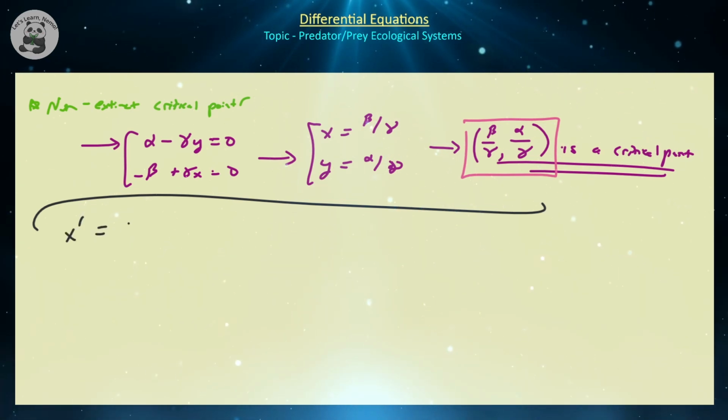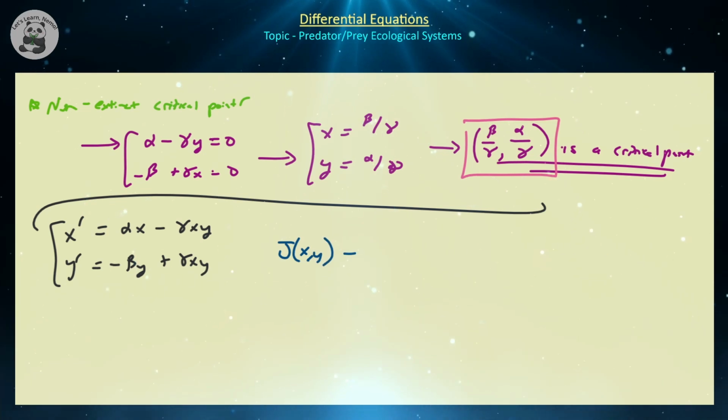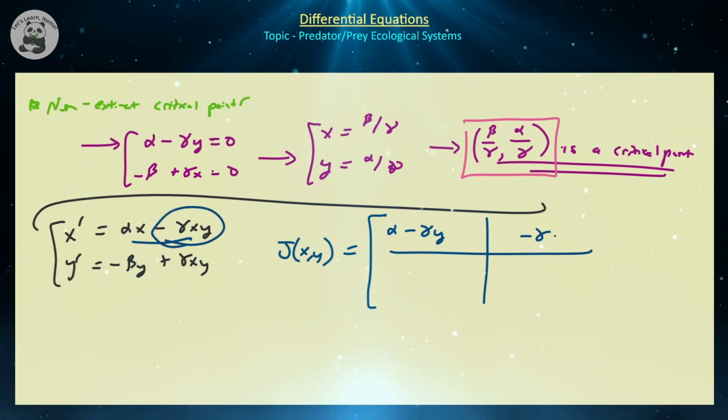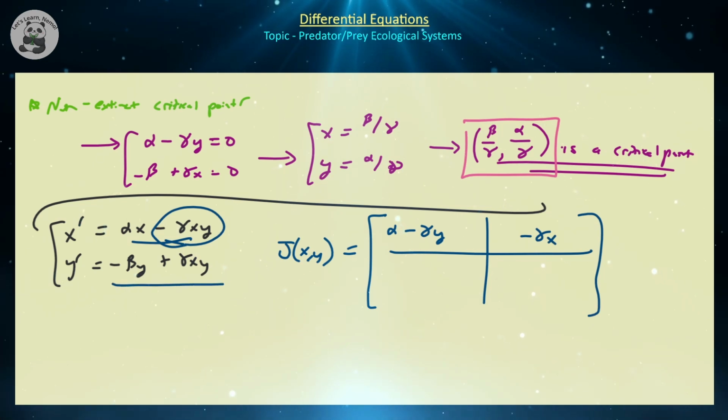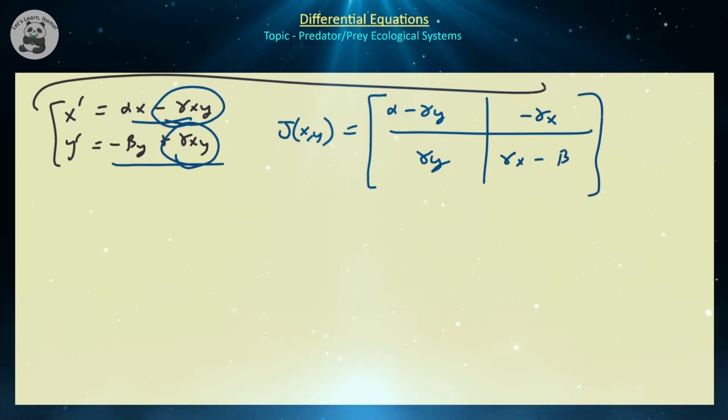So x prime, again, is alpha x minus gamma xy, and y prime is equal to minus beta y plus gamma xy. So the Jacobian of this, keep in mind, is going to start off with the partial derivative of the first relation with respect to x, which is going to be equal to alpha minus gamma y, and then the partial derivative of the first relation with respect to y, so that's just going to be focusing on that last term, which is going to be minus gamma x. And then the partial derivative of the second relation with respect to x, that's just going to be focusing on that last term, so it's just going to be equal to gamma y, and the partial derivative of the last relation with respect to y, and that's just going to give us gamma x minus beta. So that is the Jacobian for the entire ecological Lotka-Volterra system.